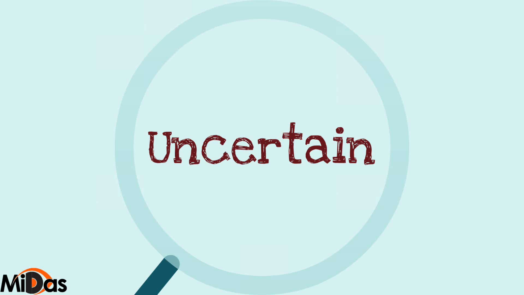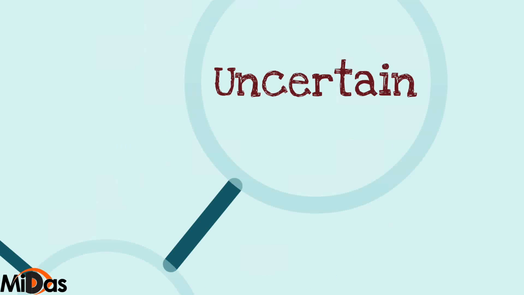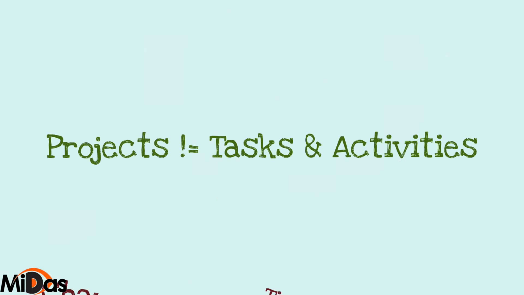Keeping these characteristics in mind, let's try to differentiate between projects, tasks, and activities. Now, projects can have many tasks and activities which are part of the project, but projects themselves are not a task or an activity. A task is basically a responsibility given on a one-to-one basis, but a project needs a lot of planning. A project would require a lot of accountability. A project would require a lot of authority, and that is what differentiates projects from a task or an activity.